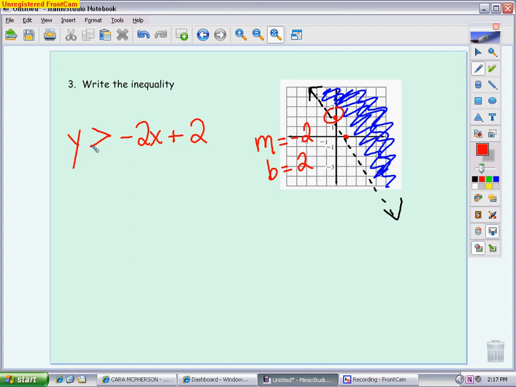To decide whether or not it has an equal sign underneath it, you want to look at the dotted or solid. Dotted does not have the equal to. Dotted is saying that that line itself is actually not a solution, just everything above that line. A solid line means you're including it, you put the or equal to. So this one is actually done as is. It is y > -2x + 2.